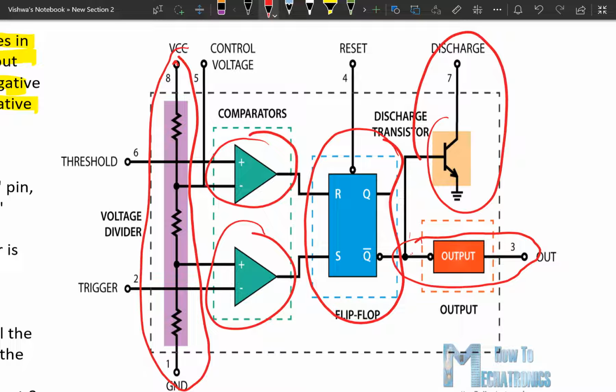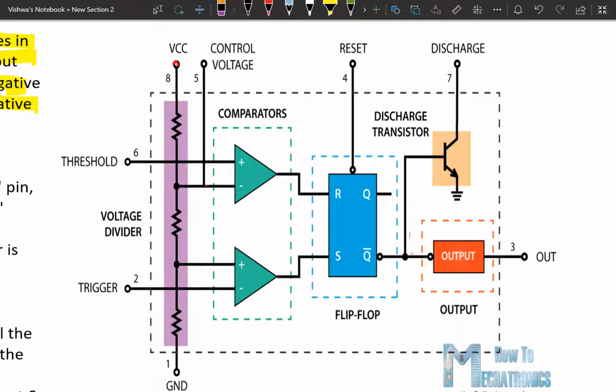How the output is generated, let's see. The purpose of these 3 resistors is as a voltage divider. At this point the voltage is 1/3, at this point the voltage is 2/3. These 2 comparators will emit the outputs. If the positive terminal voltage is greater than the negative terminal voltage, it will emit 1. If the positive terminal voltage is less than the negative terminal voltage, it will emit 0.